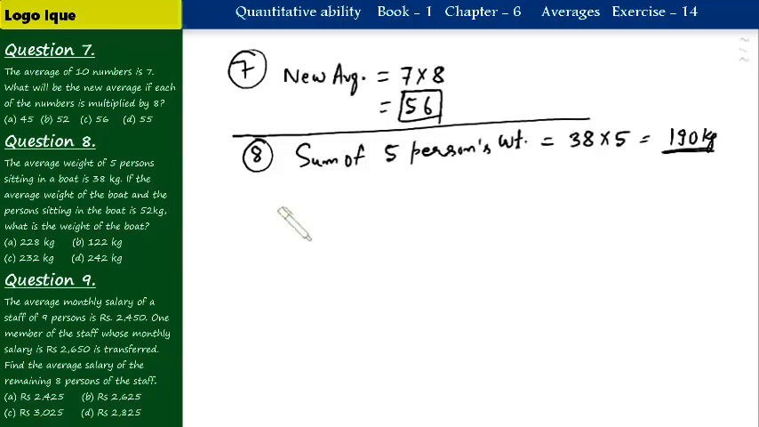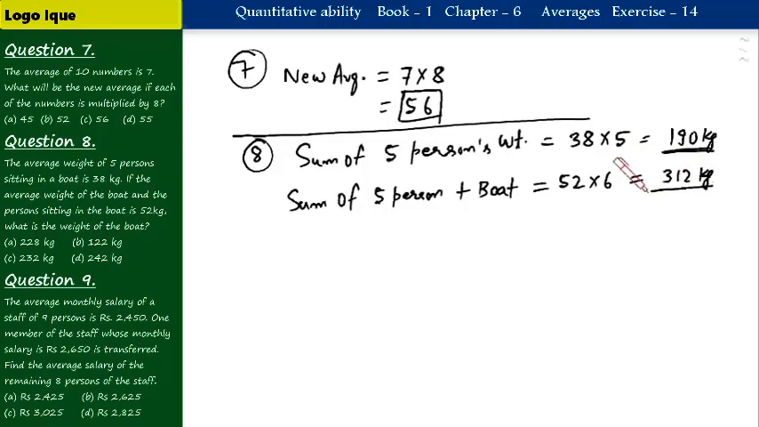And the average weight of the boat and the persons sitting. So now there will be 6 items, and that is 52 kg. So sum of 5 persons plus the boat. Now there are 6 items and their average is 52 kg. So 52 kg into 6, that will be equal to 312 kg.